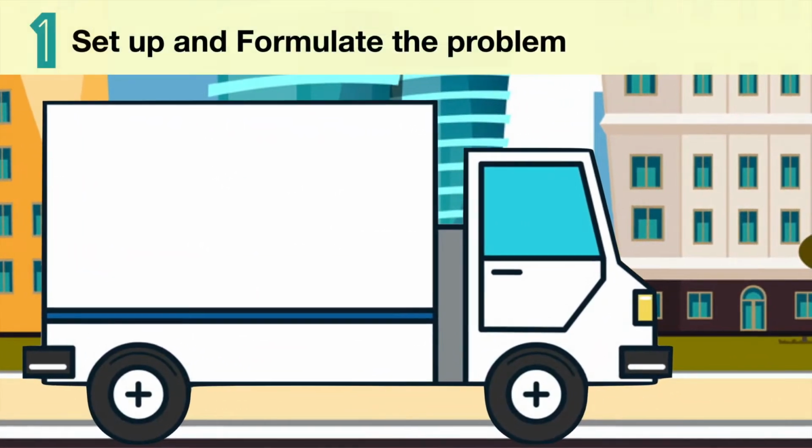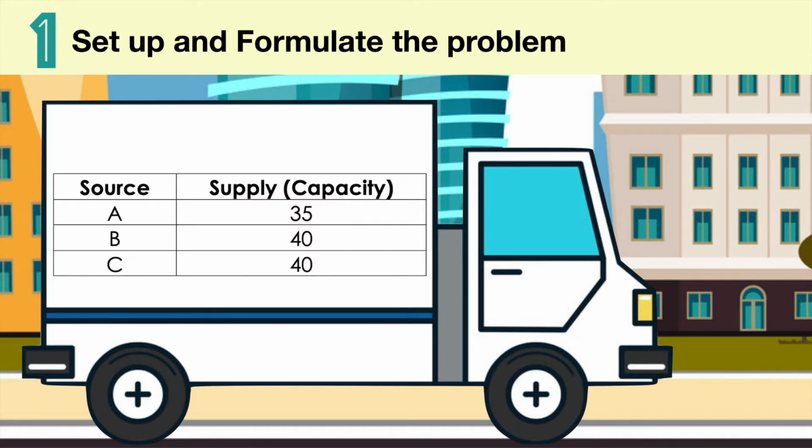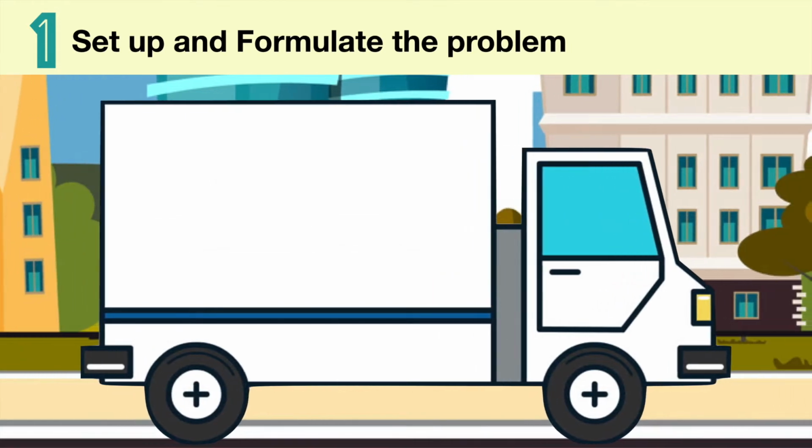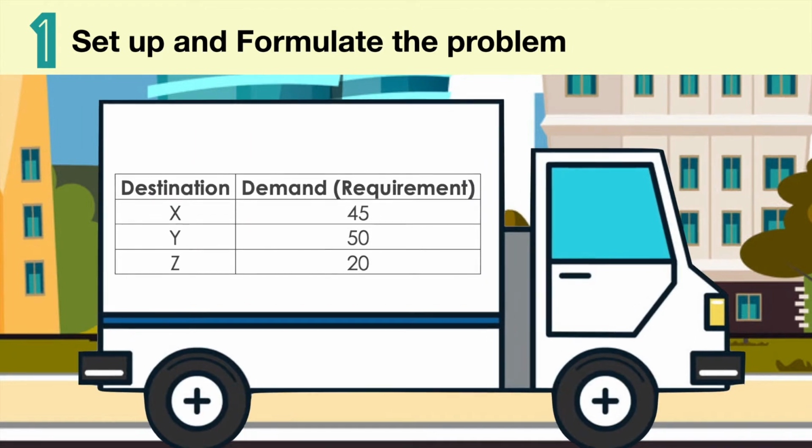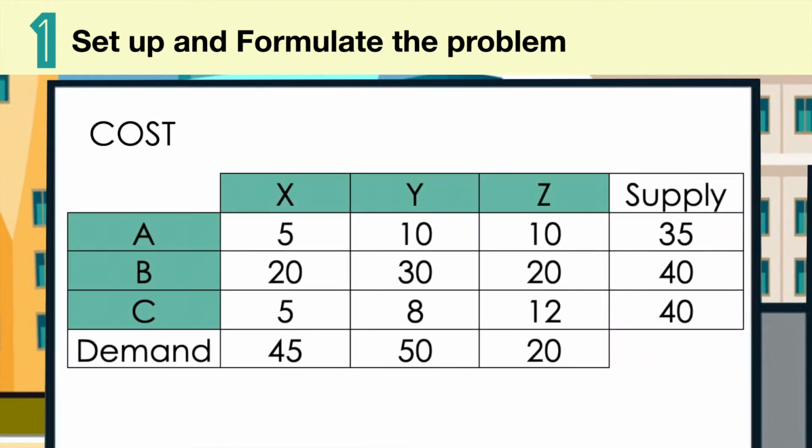First step is to set up and formulate the problem. Shown in the table are the different sources and its supply. Next, we have the different destinations and its demand. In this table, shown are the costs for transporting an item. Don't get confused. The 35 in the supply is not equal to AX plus AY plus AZ because the two are independent from each other.